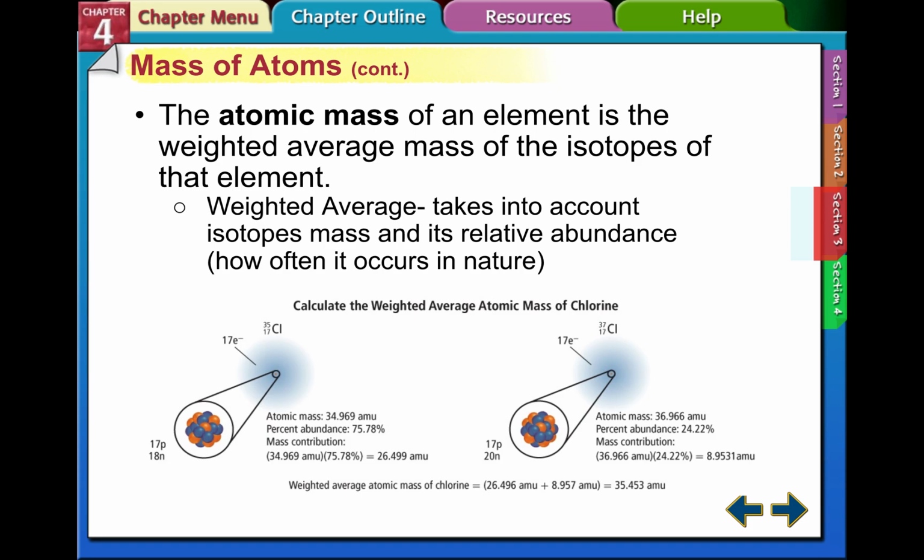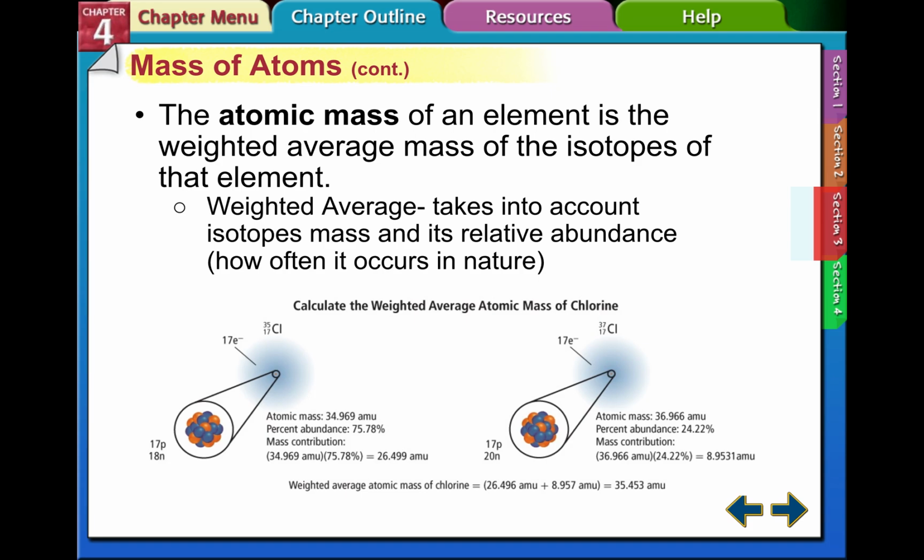So if you're wondering what a weighted average looks like, it is most easily described as your grade in this class. You know that 70% of your grade right now is your test average. So if you don't do very well on a test, it's going to swing your average pretty drastically because it's 70% of your total grade.